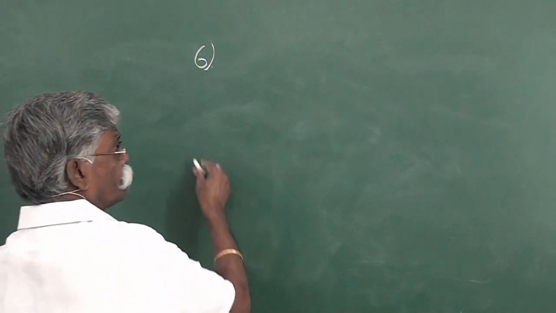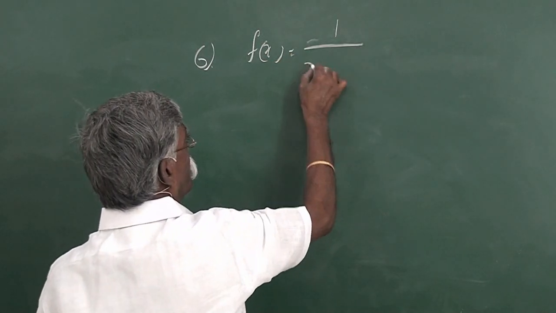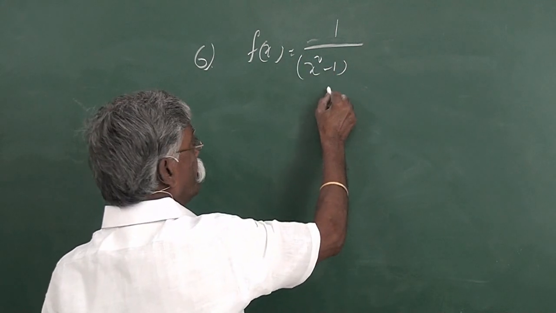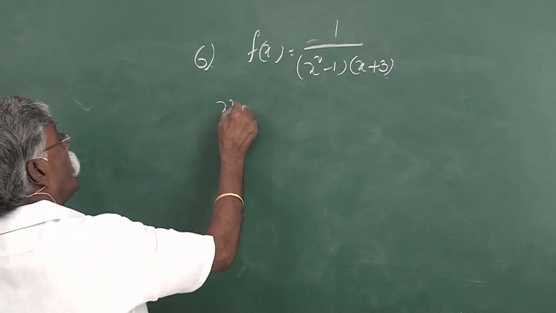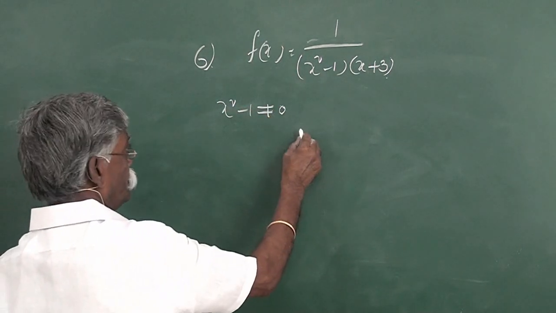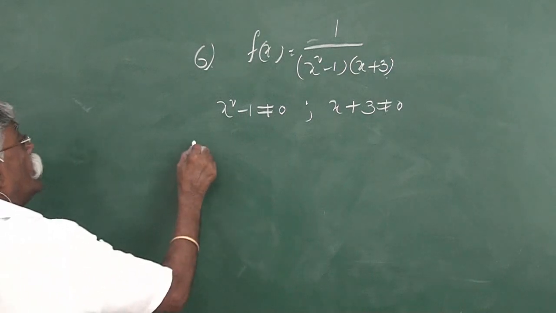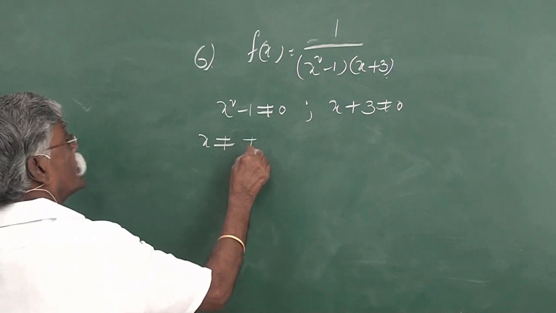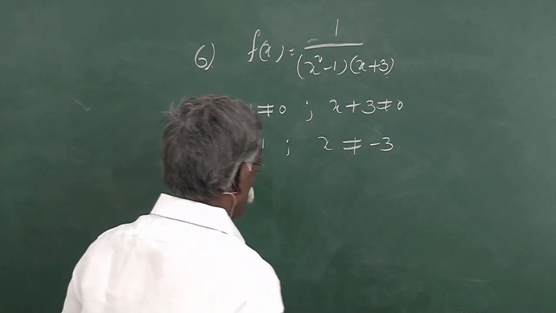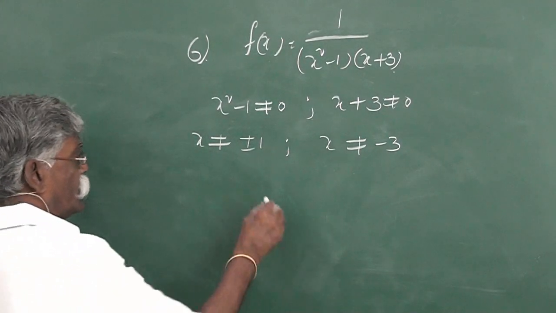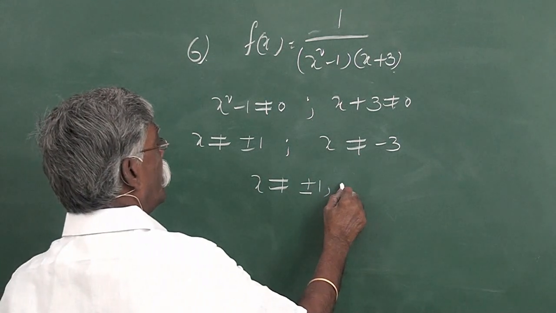Sixth problem, f of x is equal to 1 by x square minus 1 into x plus 3. Now x square minus 1 is not equal to 0. X plus 3 is not equal to 0. Here x is not equal to plus or minus 1. Here x is not equal to minus 3. So all the values which satisfy both the conditions are x should not be equal to plus or minus 1 and minus 3.